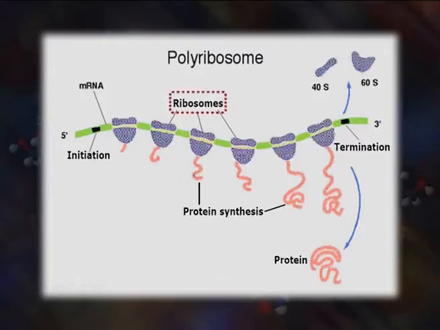It has been revealed that more than one ribosome is involved at one time in the translation of a single message. During translation, a number of ribosomes attach along the length of the mRNA. This complex of ribosomes and mRNA is termed a polyribosome or polysome.